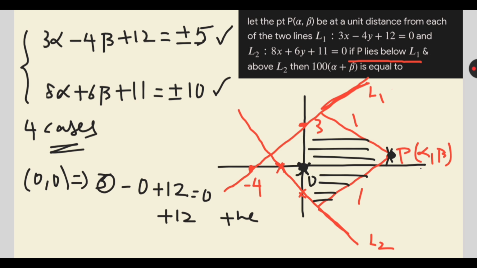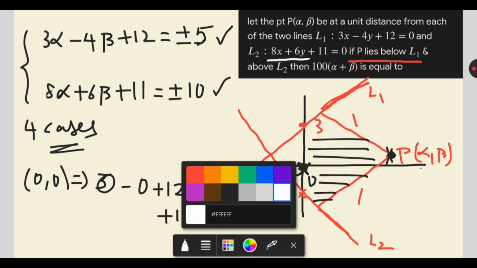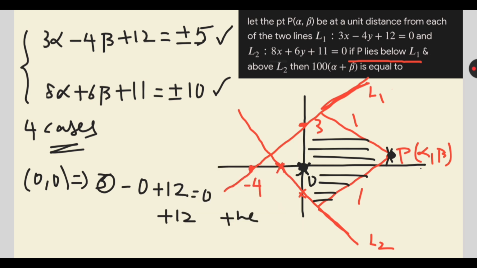Similarly, if you apply the same origin to the second line, what we have is 8x plus 6y plus 11 equal to 0. If we substitute origin here, we are going to get plus 11. This is 0, this is 0, and we are going to get only 11. This also we are getting as a positive. So if I substitute origin, we are going to get 12.